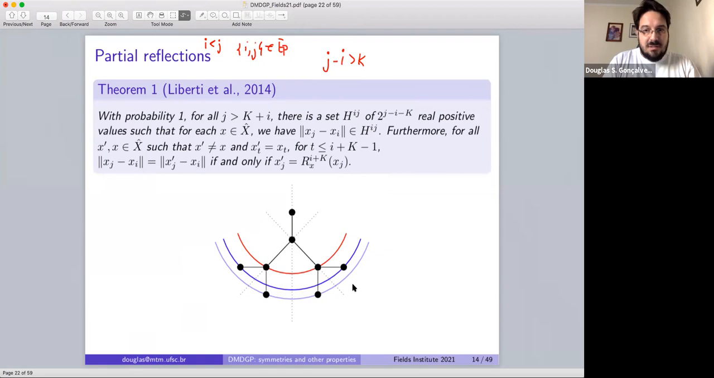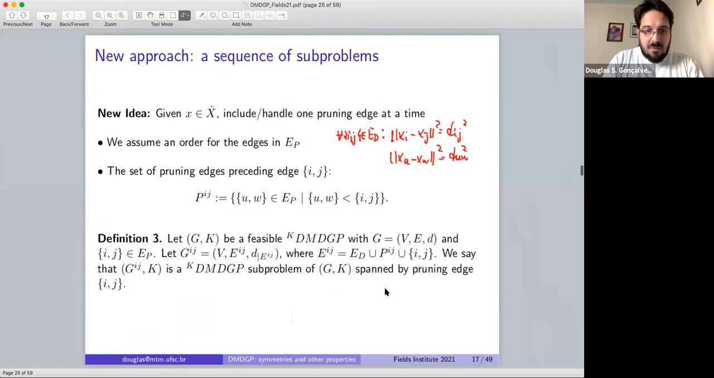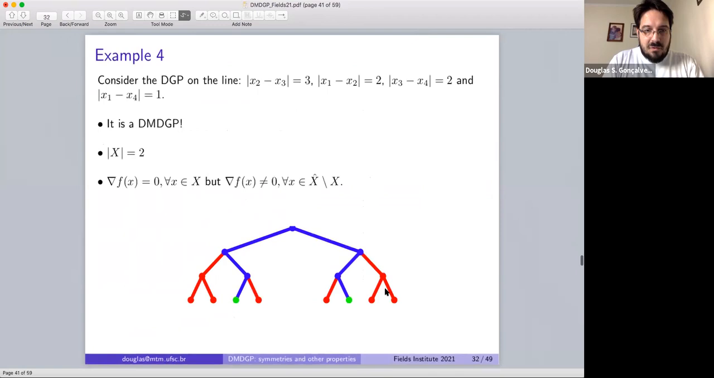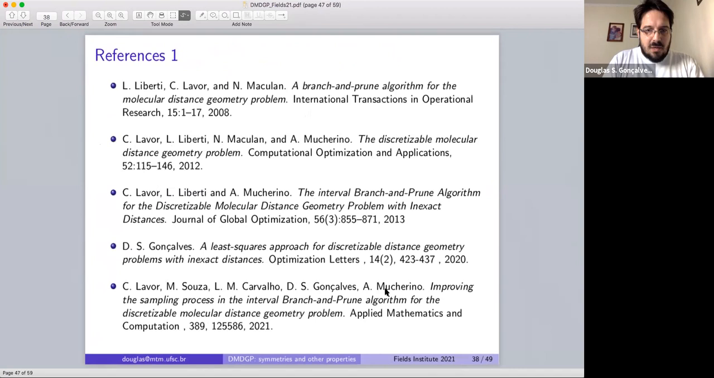What I can say, Henry, is that our group, including Leo, Carlile, Antonio, Michael, has made some advances in this direction considering interval distances. In this paper by Carlile, Leo, and Antonio, and this paper by myself, they consider the inexactness modeled by an interval and then sample this interval. But then the search tree is no longer binary, but K-ary, where K is the number of samples you choose. And the results are not that good. We could only have good results for small proteins.